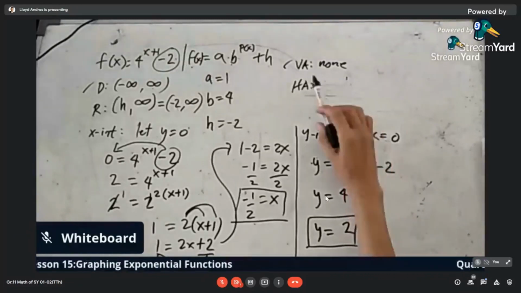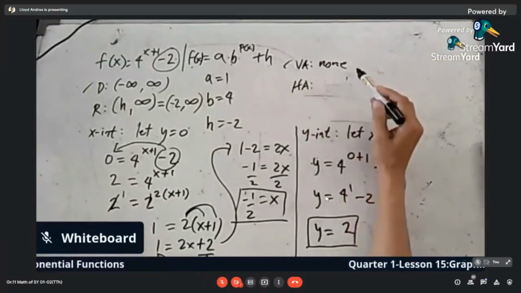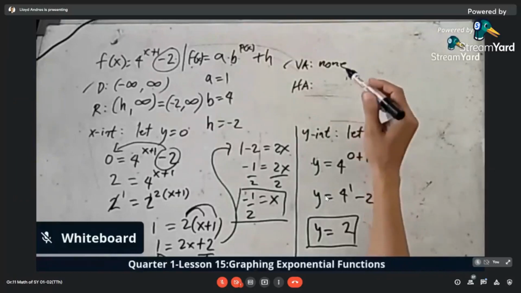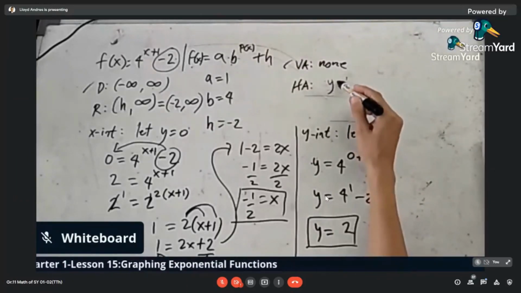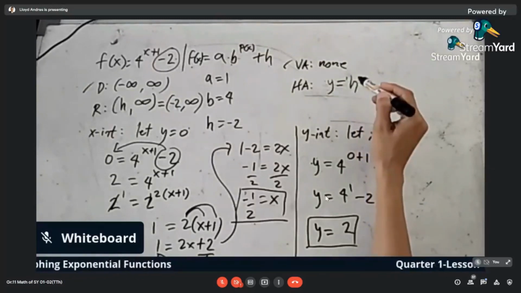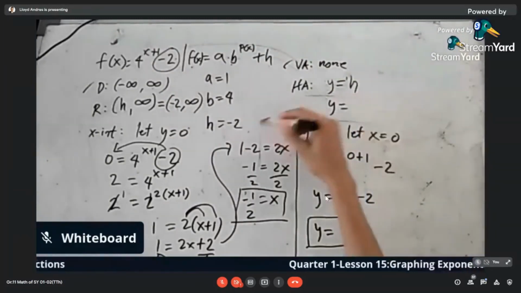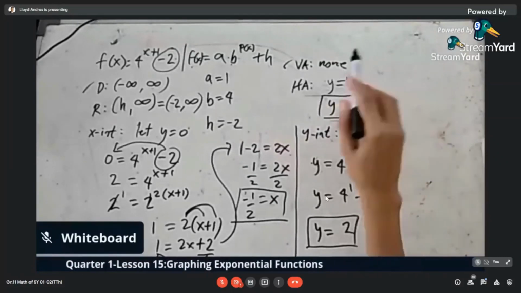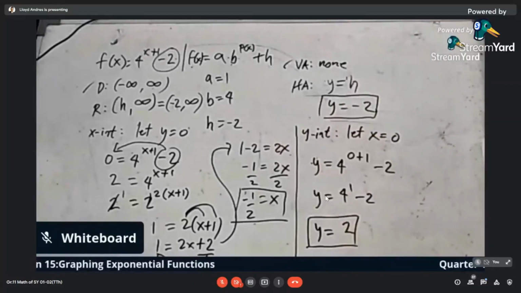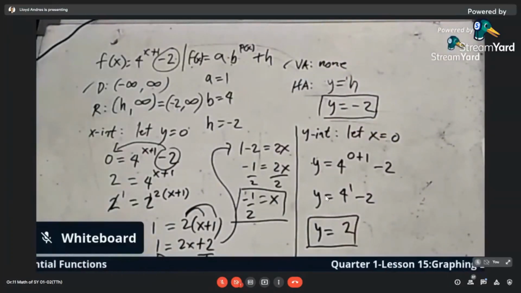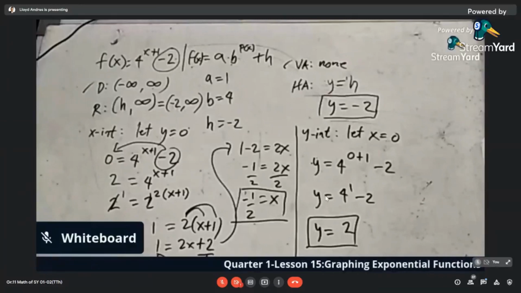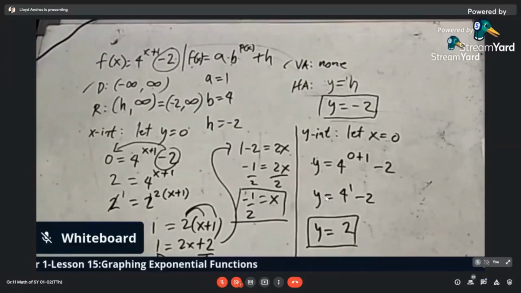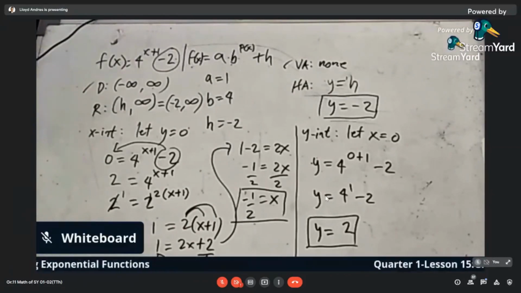So for the vertical asymptote, again, wala siya vertical asymptote. Ang horizontal asymptote, ang pattern lang nato is y equals to h. So meaning, y equals to negative 2. That is the horizontal asymptote. So human na, domain, range, x-intercept, y-intercept, horizontal asymptote, ug vertical asymptote. I hope mas nasabtan ninyo ang process.